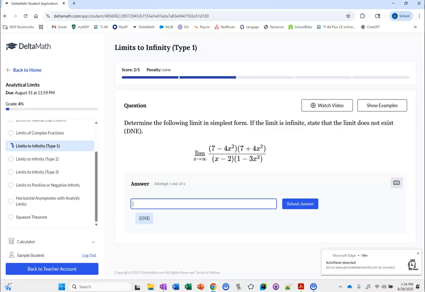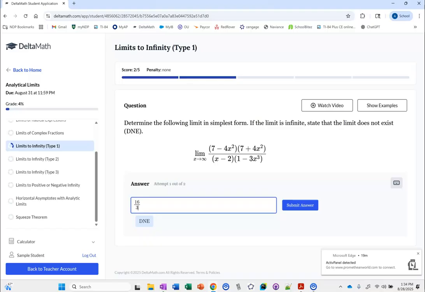So what will the leading coefficient be in the numerator? Negative 16, right? Negative 4x squared times positive 4x squared should be negative 16. What's the leading coefficient in the denominator? Negative 6x cubed. You care about the x terms multiplying together, right? That'll give you the leading coefficients. So that would be negative 16 over negative 3, or really just 16 over 3.